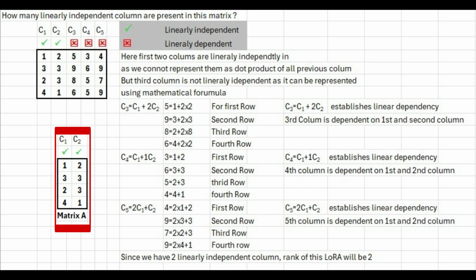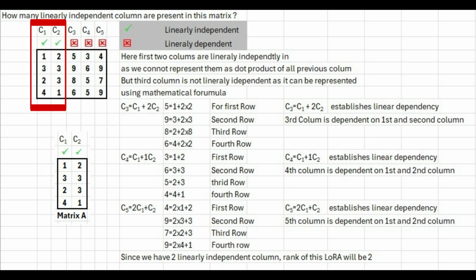Let's call it matrix A. The ones that can be represented as a mathematical formula, usually by dot product multiplier, are stored separately as matrix B, called coefficients, to capture this multiplicity. The first two columns, C1 and C2, are linearly independent as they cannot be expressed as a mathematical formula. So we mark them as linearly independent. The third column is linearly dependent, and linear dependency can be expressed using the formula C3 equals C1 plus 2 times C2.